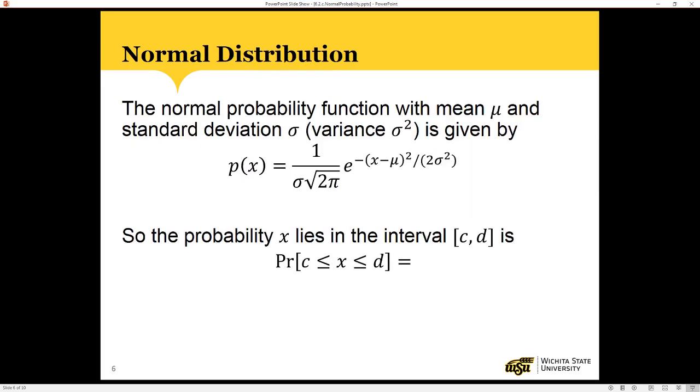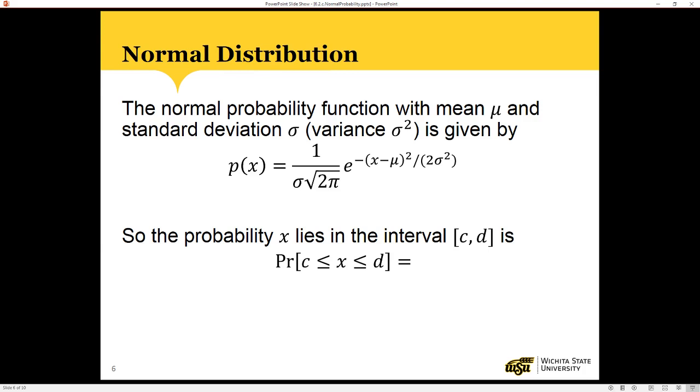But the definition is not simple. The normal probability function with mean mu and standard deviation sigma, notice these are Greek letters, is given by the probability of x is 1 over sigma times the square root of 2 pi times e to the quantity x minus mu squared divided by the quantity 2 sigma squared.